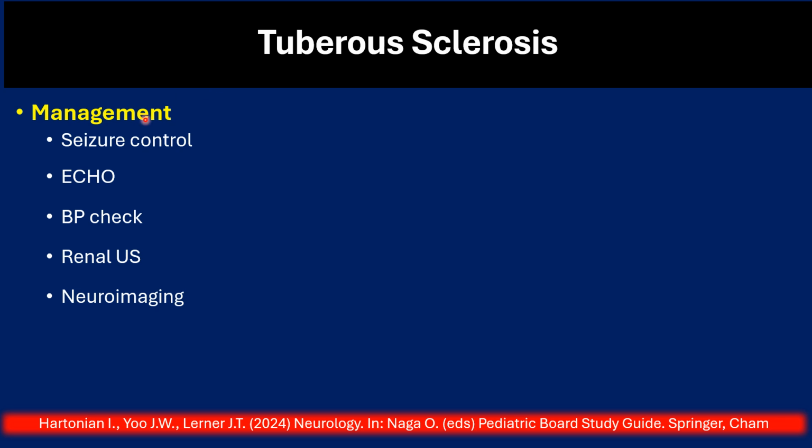Management of tuberous sclerosis: seizure control, echocardiogram for the heart for cardiac rhabdomyoma, blood pressure check because tuberous sclerosis affects the kidney, renal ultrasound, neuroimaging or head CT or MRI.